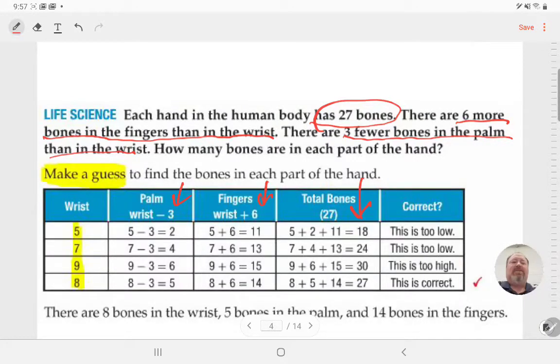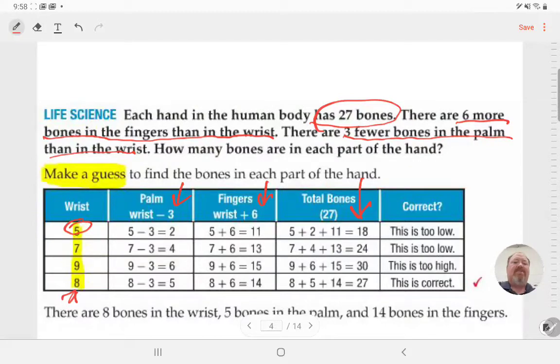Okay? So for example, if we guessed 5 in the wrist, 5 minus 3 is 2. 5 plus 6 is 11. We add those together. 5 plus 2 plus 11 is 18. 18 is not 27, so it's too low. And we could keep doing that until we narrow it down, until we find the right answer. In this case, it's 8.